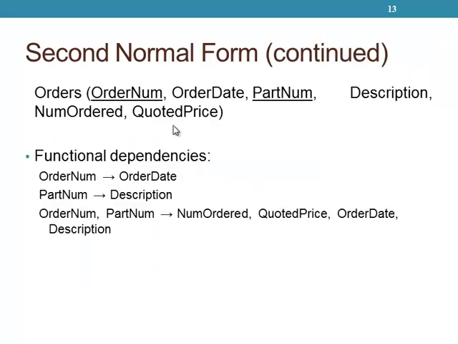So what second normal form is, you want to look at the functional dependencies. So here, order date is dependent on order number. Description is dependent on part number. Number ordered, quoted price, order date, and description are all dependent on this combination. So what the second normal form process wants you to do is to separate these and get rid of any time that you have redundancy, where you've got data repeated in multiple places.